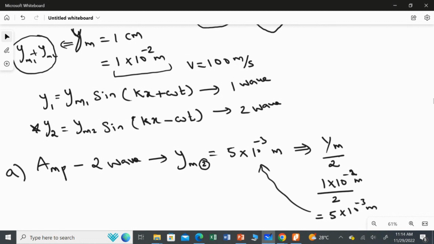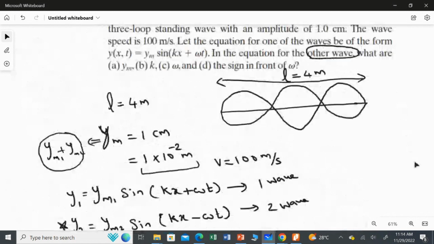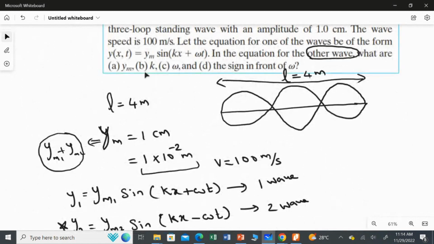Clear? Okay. Now we have to go to the second question. What is given in the second question? We have to find the wave number, the angular wave number, the angular frequency, and the sign in front of omega. We already wrote the sign. What is the sign here?